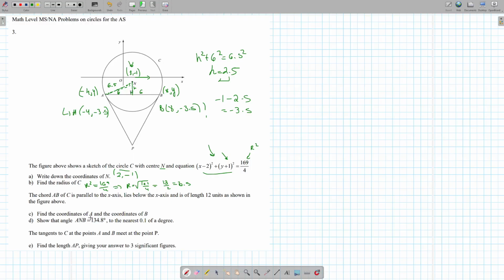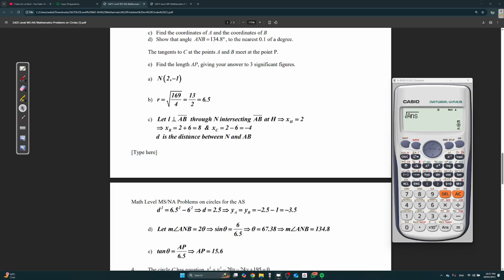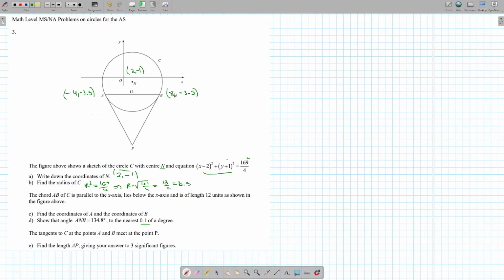Show that the angle ANB is equal to 134.8 degrees to the nearest 0.1 of a degree. So let's clean these up. I'm just going to put the coordinates. Okay. So these are the coordinates that we found, right? They want us to find and show that this angle over here, this black angle ANB, is 134.8 degrees. So what do we know?